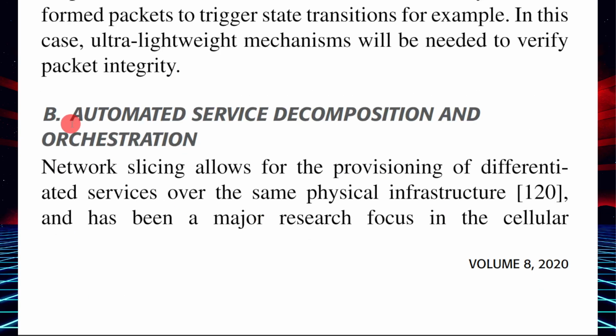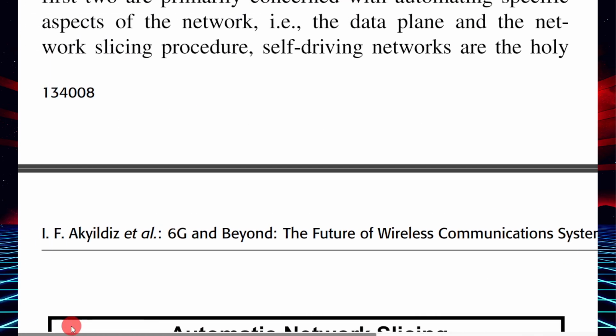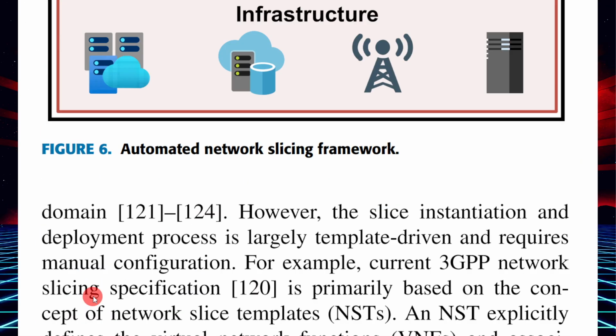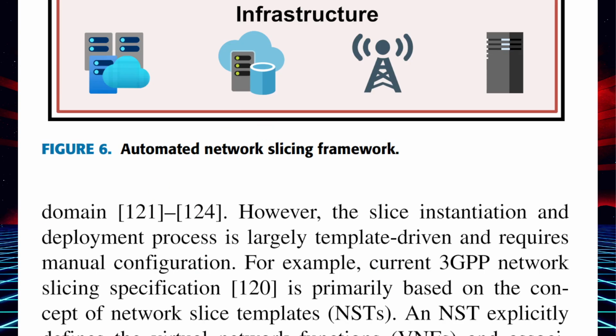Subsection B, Automated Service Decomposition and Orchestration. Network slicing allows for the provisioning of different or differentiated services over the same physical infrastructure and has been a major research focus in the cellular domain. Here's figure 6. I'll be able to put that up on the screen in a second.